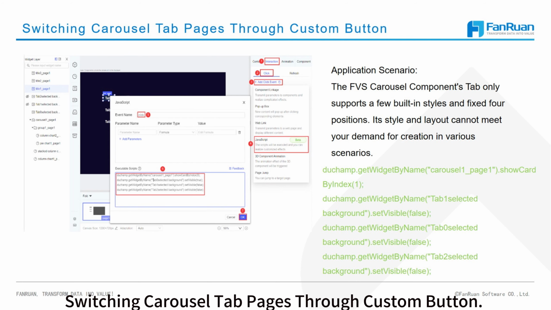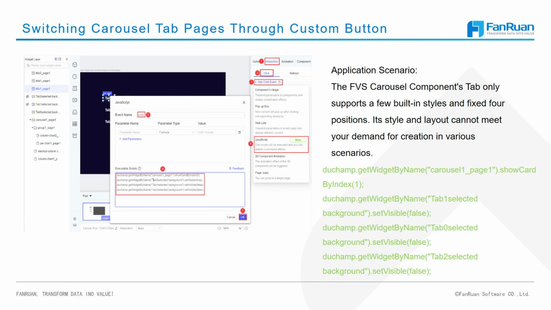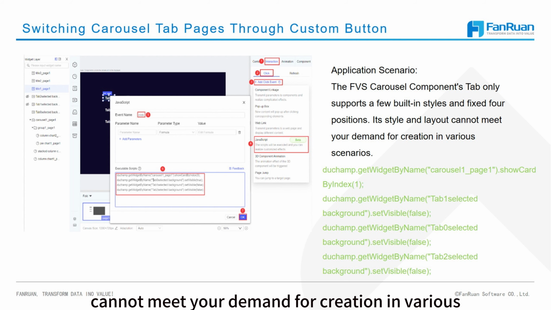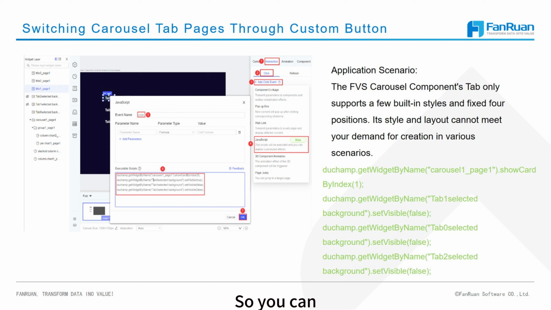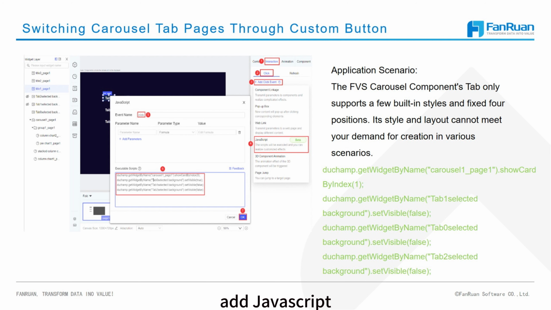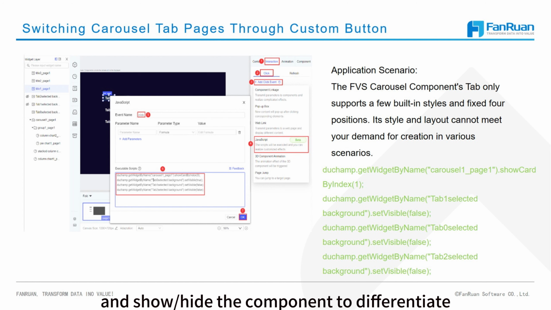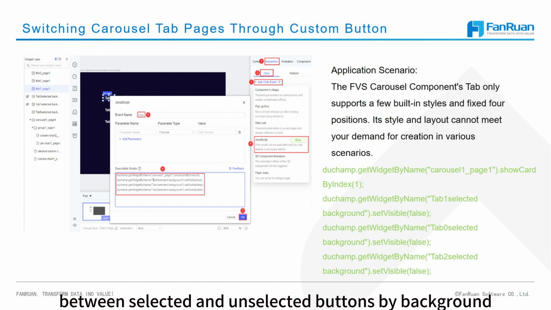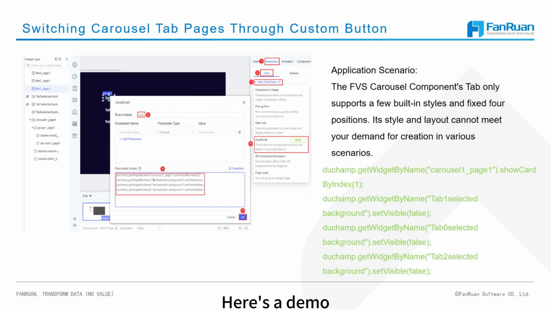Next, we will learn about switching carousel tab pages through custom button. Application scenario. The FVS Carousel Components tab only supports a few built-in styles and fixed 4 positions. Its style and layout cannot meet your demand for creation in various scenarios. So you can hide or show the component through JavaScript to get a better display effect. We use FVS title component to create buttons, add JavaScript click event to the title component, and set the tab component to display the corresponding tab page via showCardByIndex interface, and hide the component to differentiate between selected and unselected buttons by background. Here's a demo.